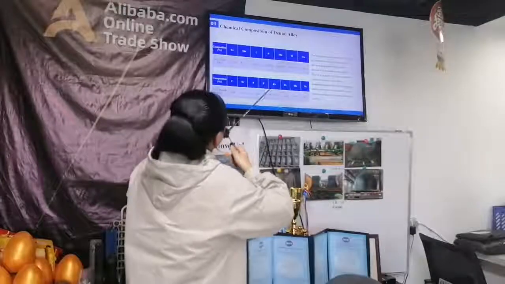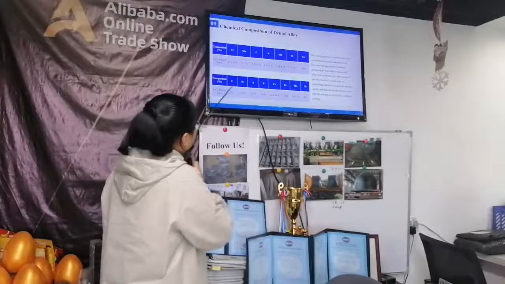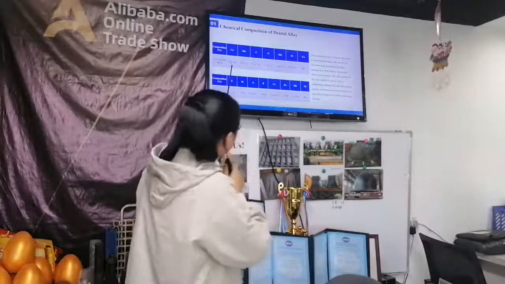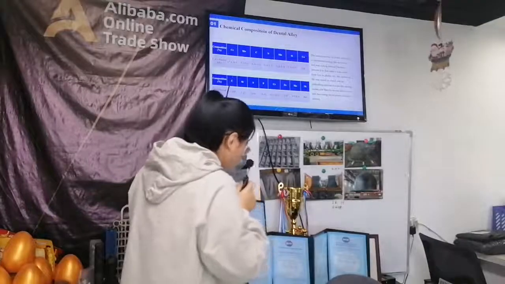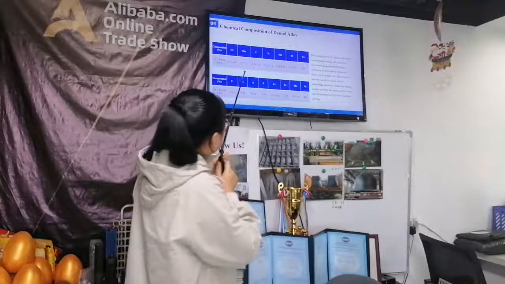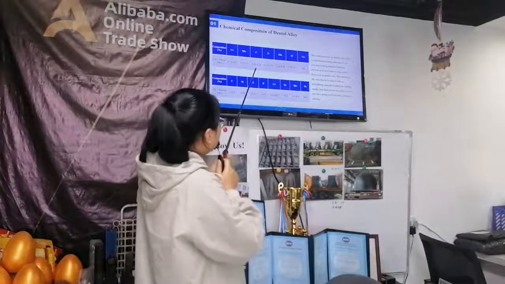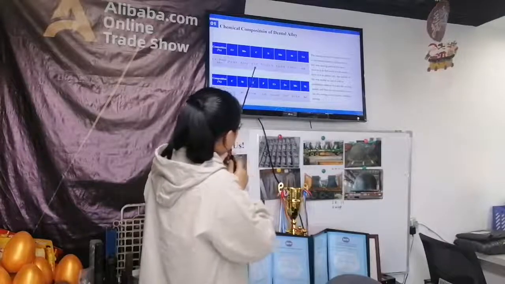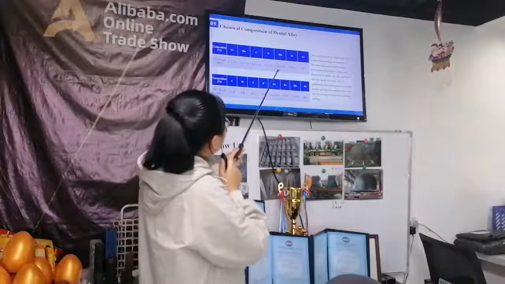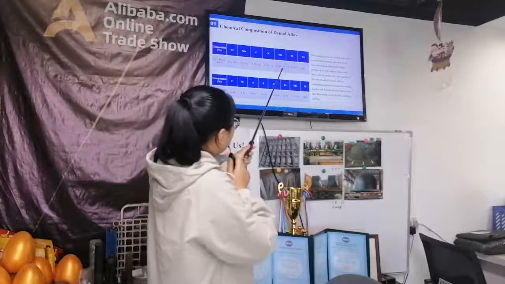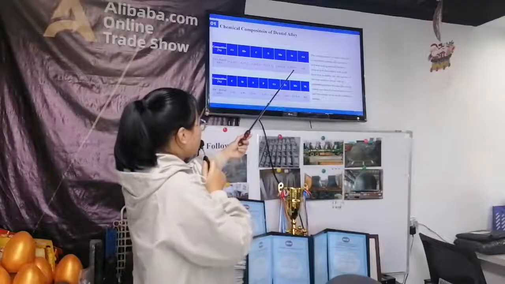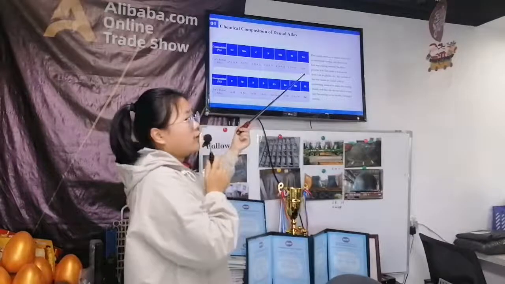You can see this one is cobalt chromium dental alloy. For chromium it's 27 to 30%. For molybdenum it's 5 to 7%. For carbon it's 0.2 to 0.26%. For manganese it's 0.28 to 0.38%. For silicon is 0.7 to 0.97%, and the cobalt is balanced.